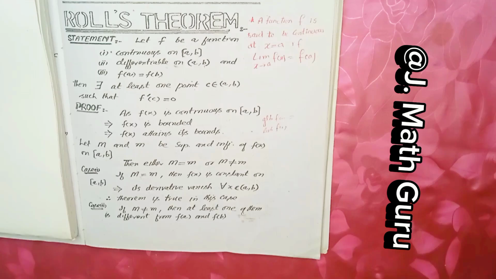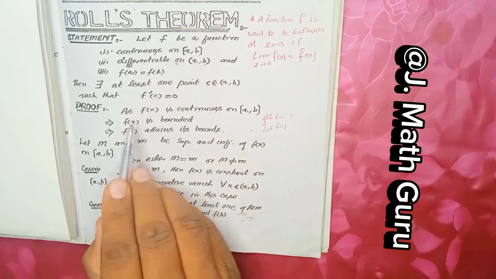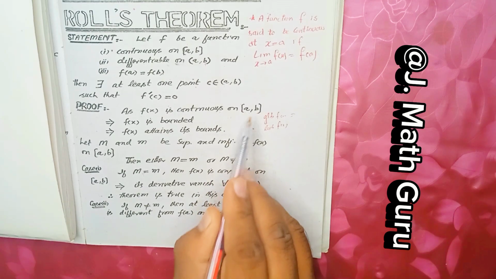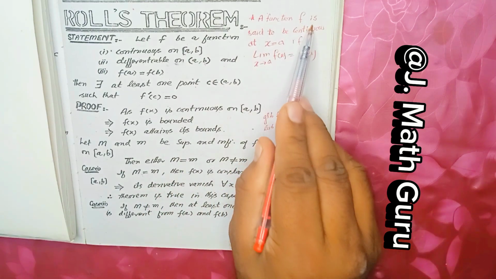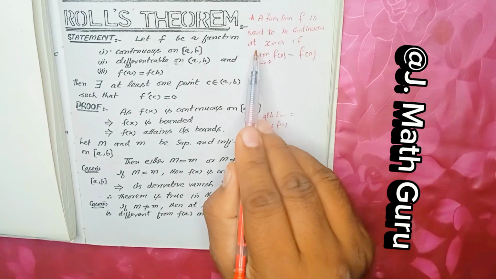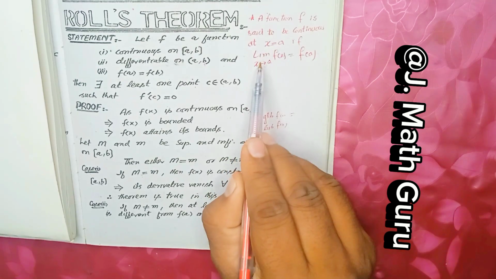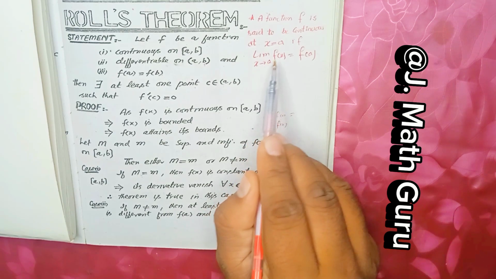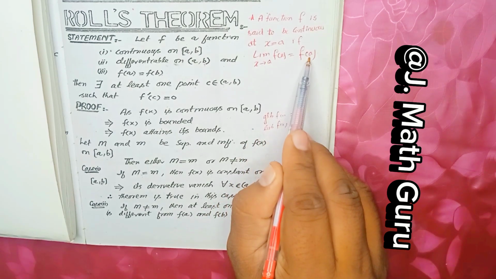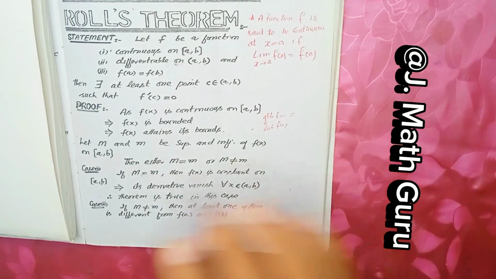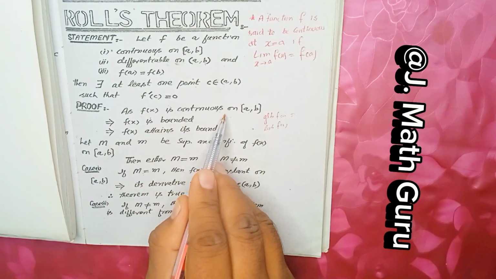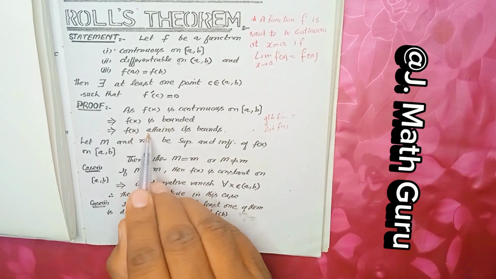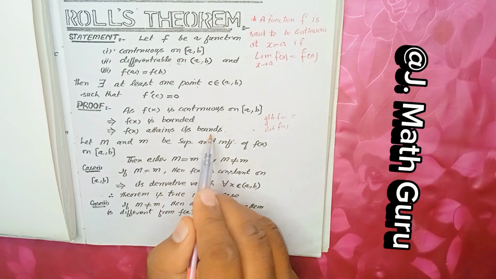Now we start the proof of this theorem. As f(x) is continuous on the interval [a, b]. Continuous means a function is said to be continuous at x equal to a if the limit of x tending to a of f(x) is equal to f(a). This function is called a continuous function. A continuous function is bounded and f(x) can attain its bounds.